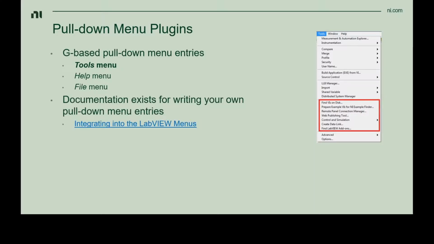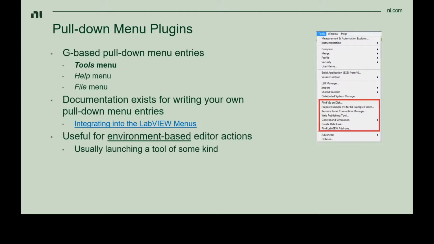We've got a page on ni.com that tells you specifically how to do this, where to drop that VI. These pull-down menu plugins are useful for a couple of different things. One is if you have an editor action that's based on the environment. The most popular kind of that would be to just launch a tool of some kind. So it doesn't really apply to objects on the front panel, and it doesn't even apply to the VI itself. It's just, I want to launch a tool, like Find VIs on Disk, the first one in the red box there. That's just a tool for the LabVIEW environment that's very easy to launch from the tools menu.